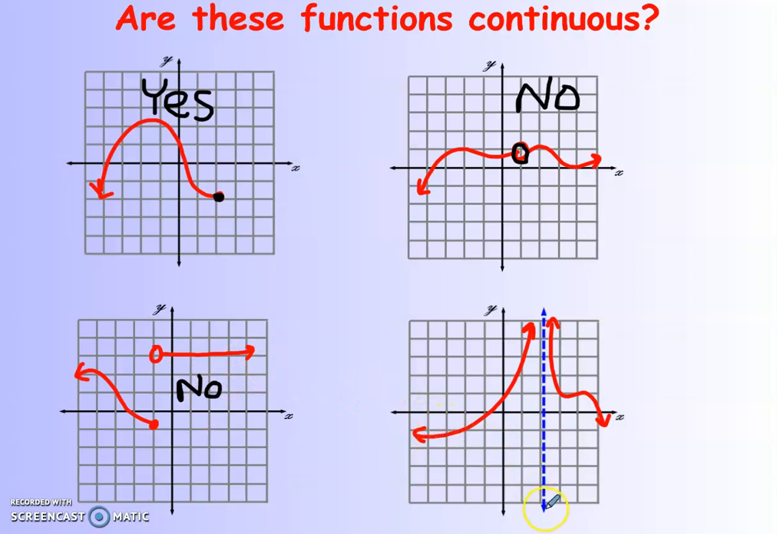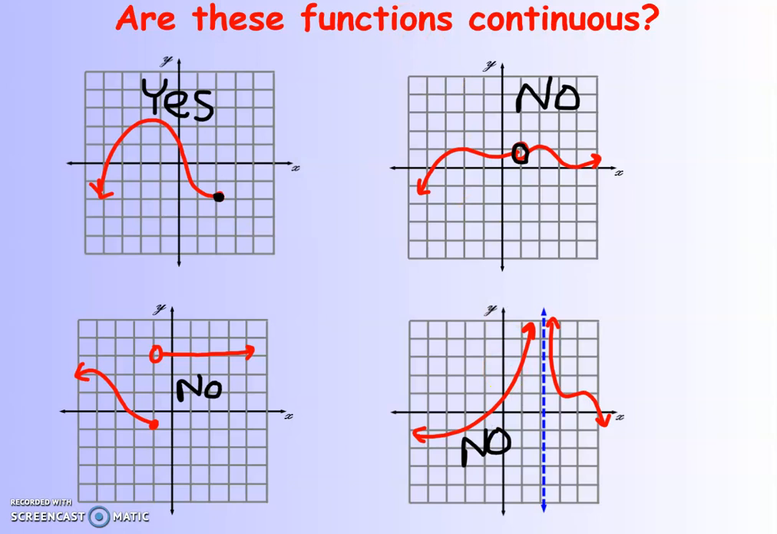And down here you can see this blue dotted line. Remember, that's an asymptote and it's ripping this graph up. It is not continuous because I can trace the left side, but to get to the right side I have to lift my pencil up and go to the right side because of that asymptote. So nope, this is not continuous.